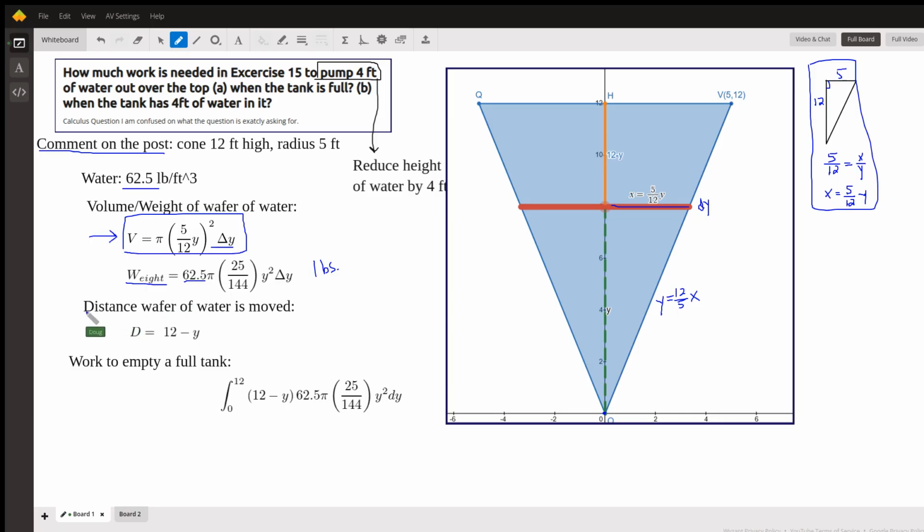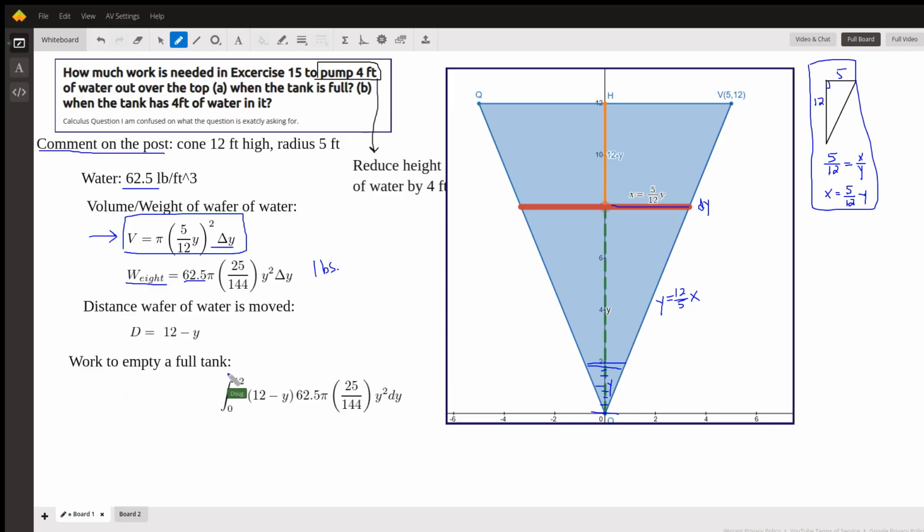The distance the wafer of water is moved has to be from, well, if it was way down here, this distance would still be y, so we'd have to move it 12 take away this y. And that's true for any of these wafers: 12 take away however high the wafer is above the origin.